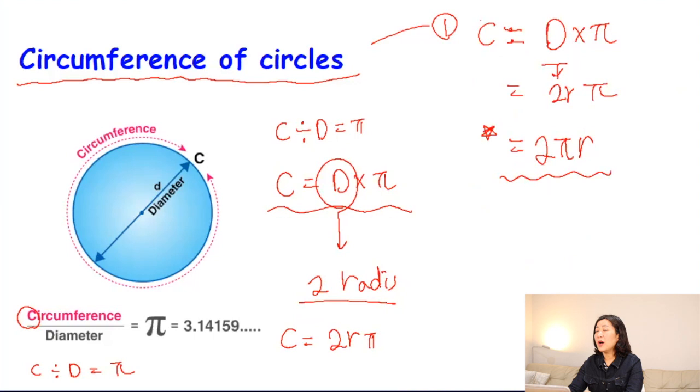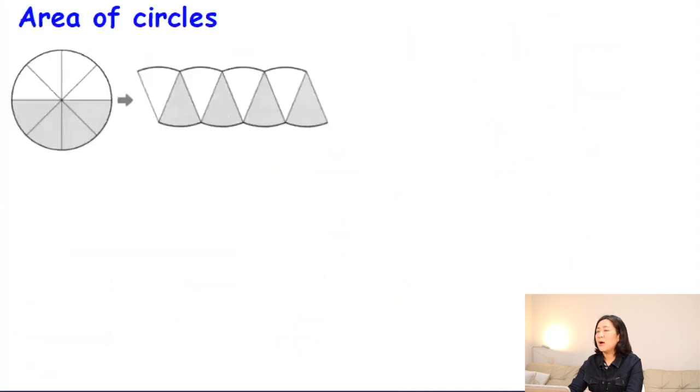Once you understand how you can get the formula, please memorize it. So the circumference of a circle is C equals D pi or 2 pi r. Now we know that the circumference of a circle is 2 pi r. Then let's talk about the area of circles. How do we calculate the area of a circle?